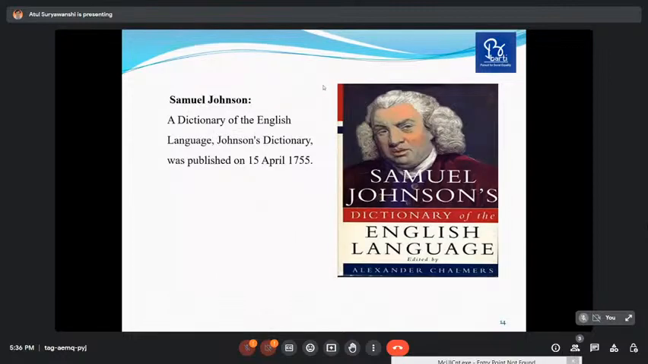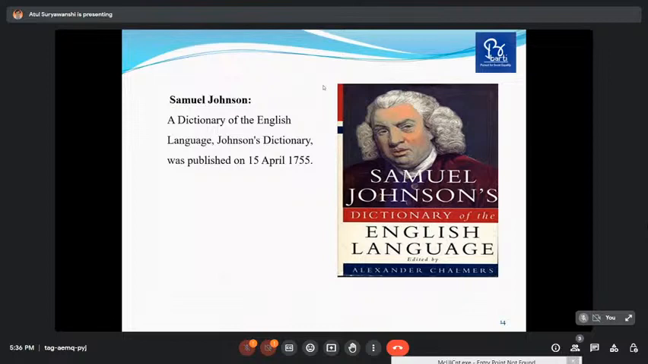The next writer in the series is Dr. Samuel Johnson, as I told you. He is quite popular for writing a dictionary of the English language. This dictionary is known as Johnson's Dictionary, which was published on 15 April 1755 and has been a landmark dictionary in the history of English literature. Dr. Samuel Johnson became popular after publishing this dictionary.